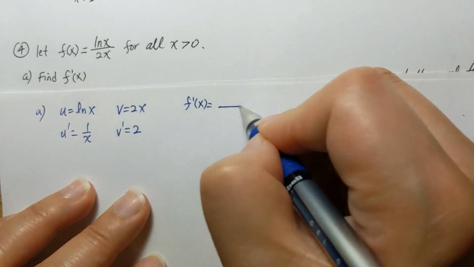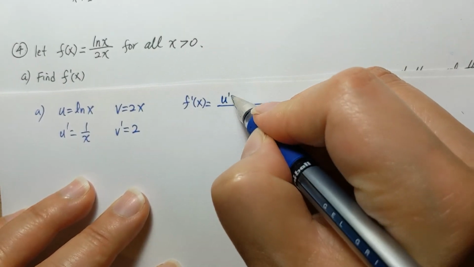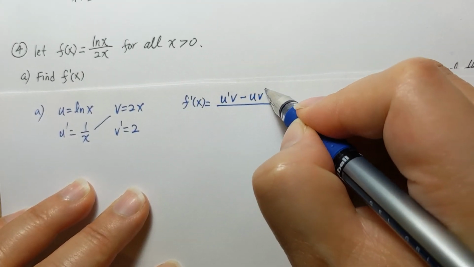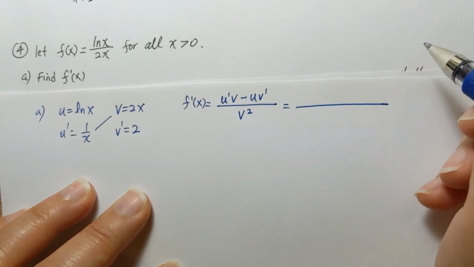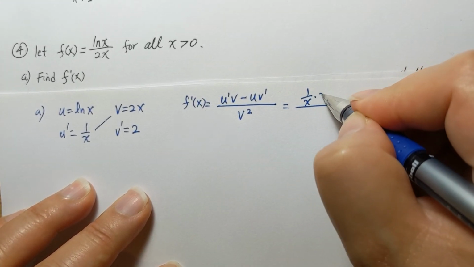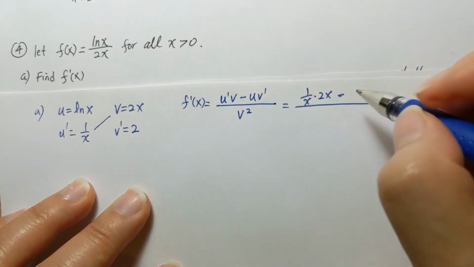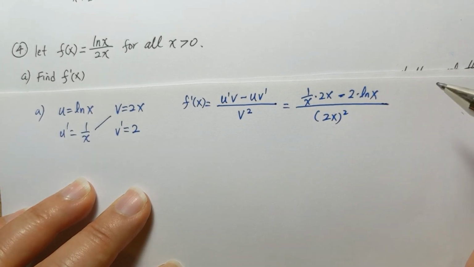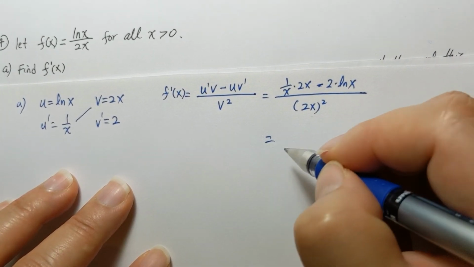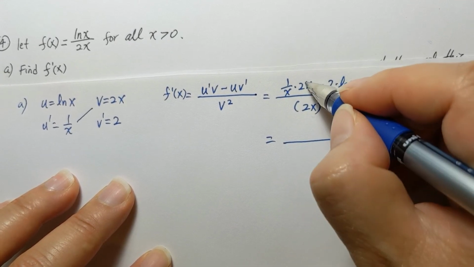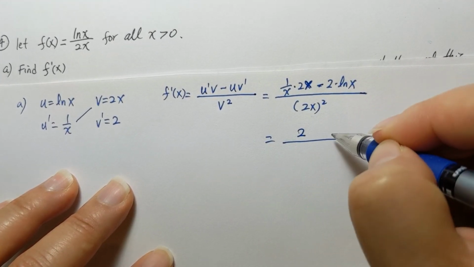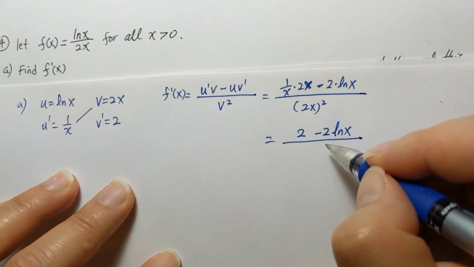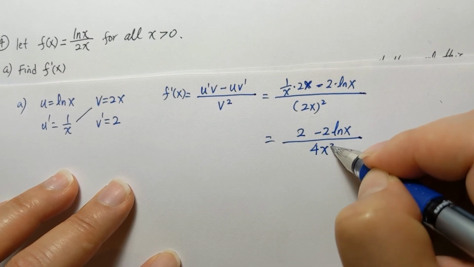This is a fraction, so we have to use the quotient rule. u prime v, this goes with this, subtract u v prime, over v squared. So now we're going to have 1 over x times 2x minus, I'm going to put a 2 first, 2 times ln x, and then v squared. We're going to simplify it. So we cancel the x. So you get 2 minus 2 ln x over 2x times 2x, so it'll be 4x squared.